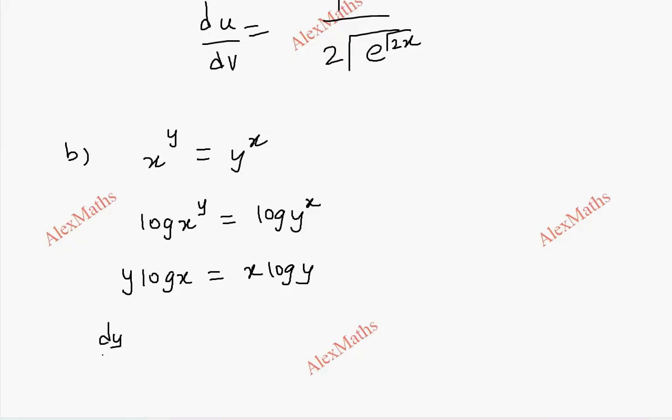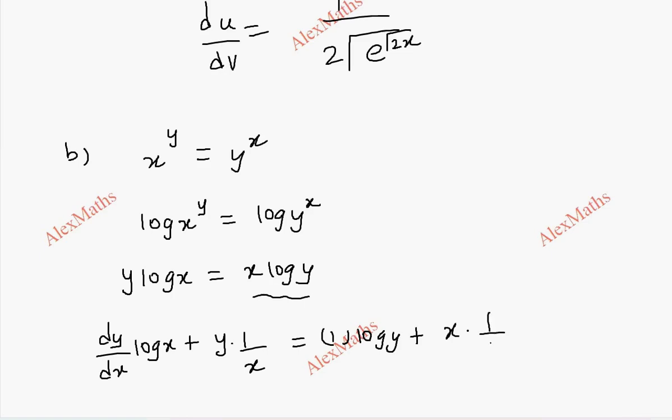Differentiation of y is dy by dx, log x we keep as it is, plus y we kept as it is, and log x is 1 by x. Other side again product rule, x differentiation is 1, log y we keep as it is, and x we keep as it is. Log y differentiation is 1 by y dy by dx.